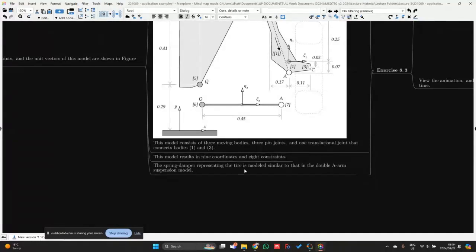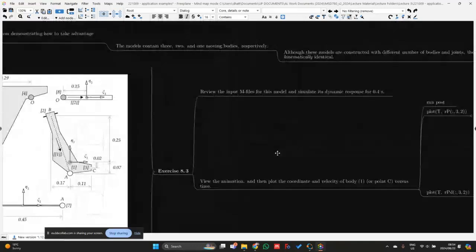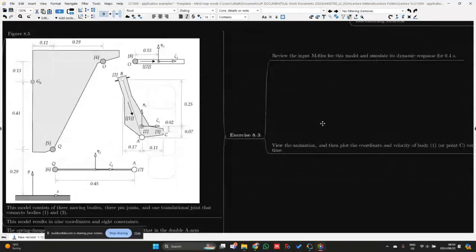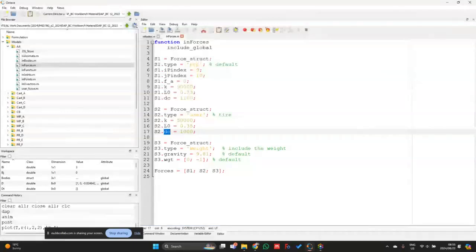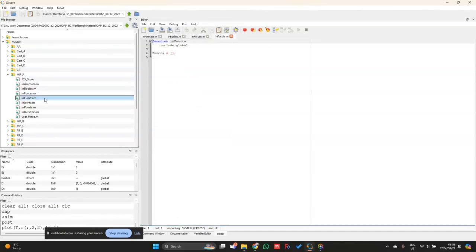The spring damper representing the tire is modeled similar to that in the double A arm suspension model. Okay, so we're going to use the same deformation model over there. So we're only going to change basically the joints that we're going to use, and we also have to specify unit vectors now. So exercise 8.3 says we need to review the input M files for this model and then simulate its dynamic response for 0.4 seconds. So to do that, I'm just going to close these and then we can head to mp_a. I'm just going to open all of its files.